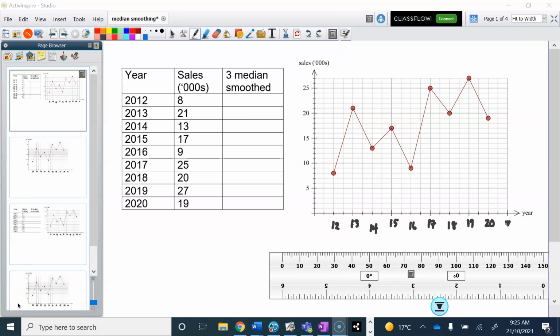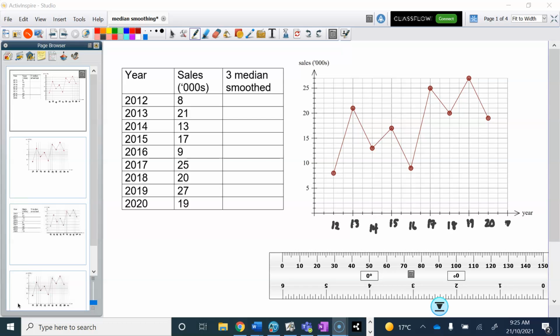This video is about 3 median smoothing and 5 median smoothing, just to give an example and a quick refresher of how to do it by hand. Sometimes it's very quick and easy to do it by hand on a table, and other times much easier to just quickly use a ruler and do it graphically by hand. So just a quick refresher.